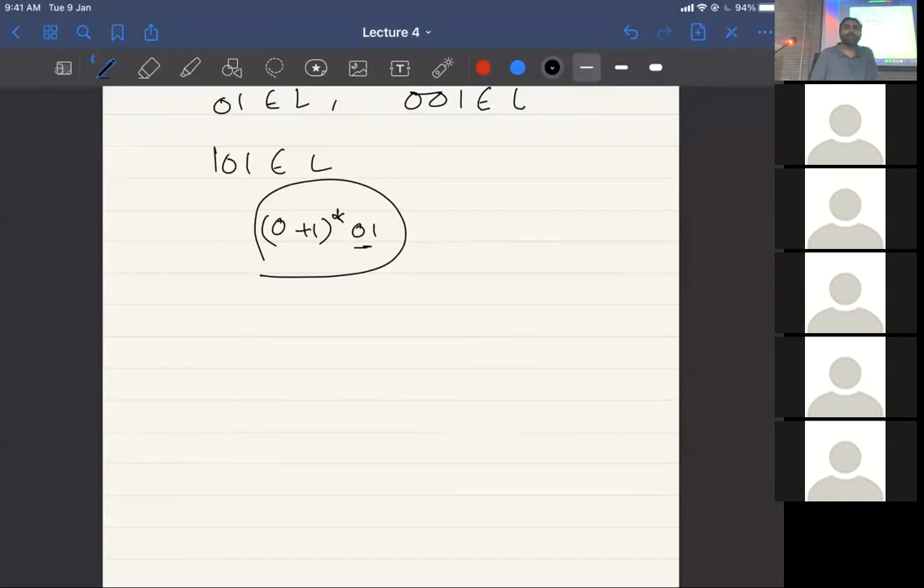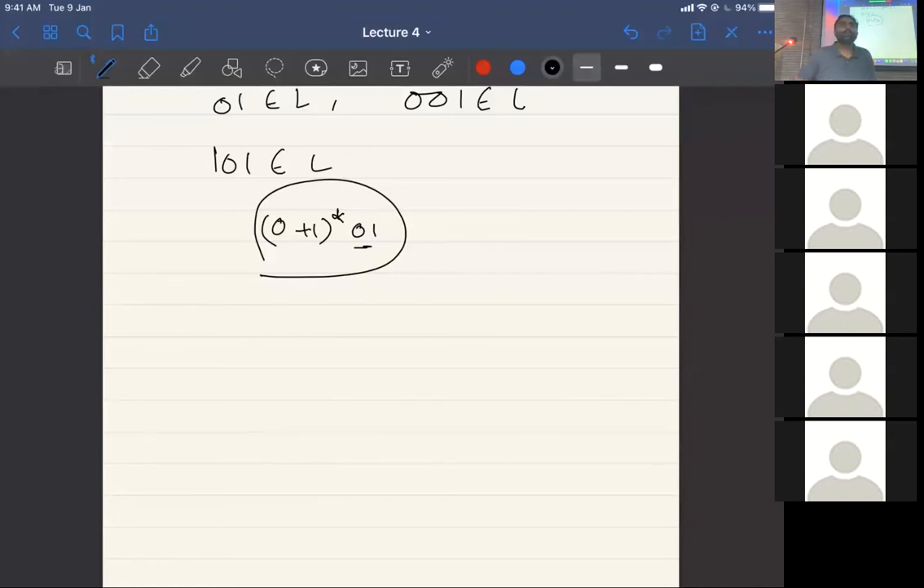Yes. If you put a comma, it will work, but since there is a particular syntax for regular expressions, we don't put a comma.